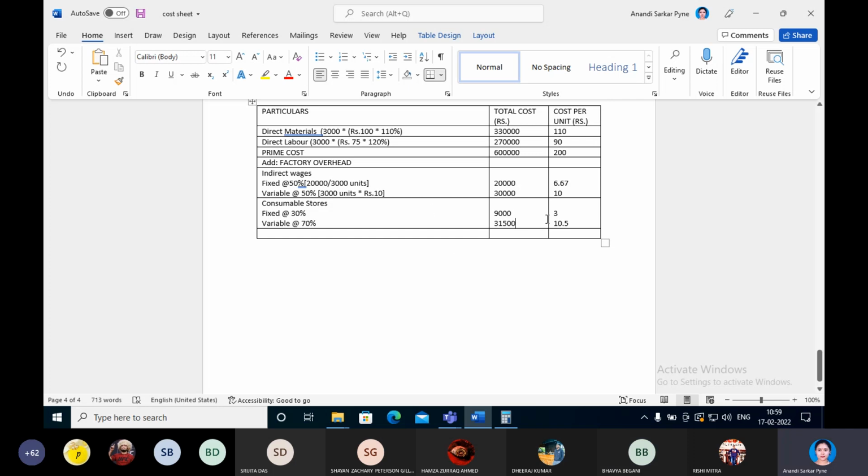Right. So that was consumable stores. Now you add all this along with the prime cost. So what do you get? You get works cost. Ma'am, it's coming as 6,90,500. And therefore the total cost per unit is 230.17 rupees, ma'am.